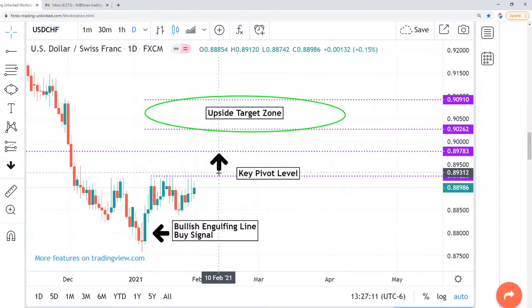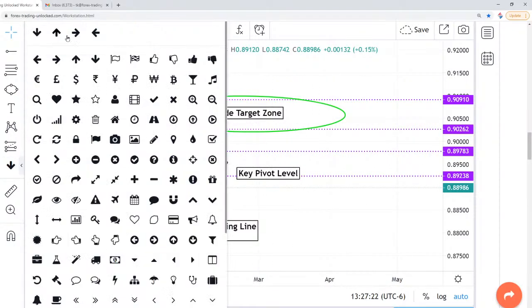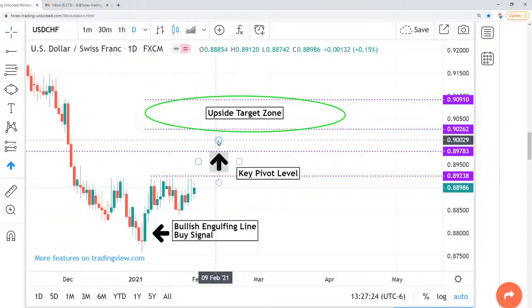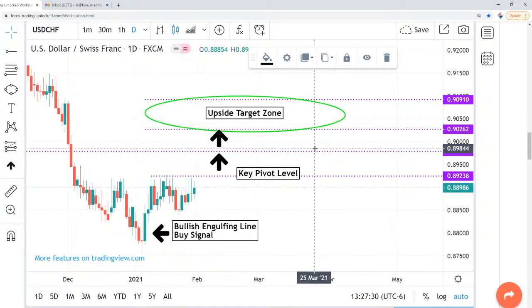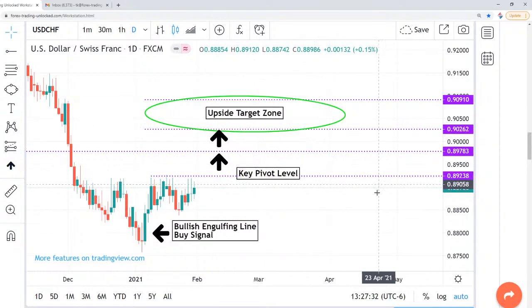If we can get above this key pivot level, then we will be leaning on this 89.78, which is a long-term pivot level also, and above that, it hits us right into our upside target zone, which is our longer term area that we're looking for. So right now we're looking for a challenge of 89.23 sometime over the next couple sessions.